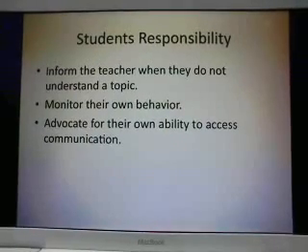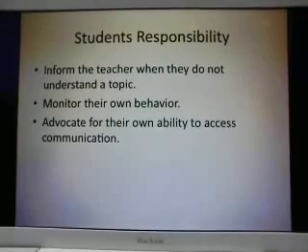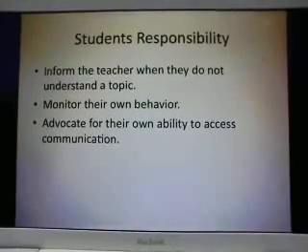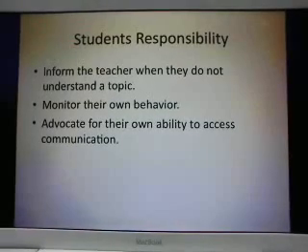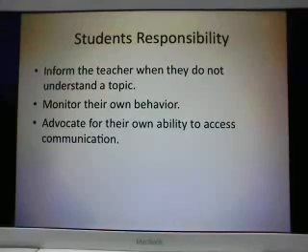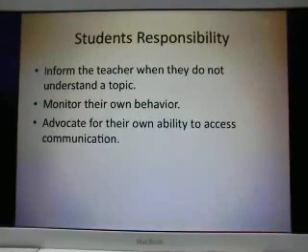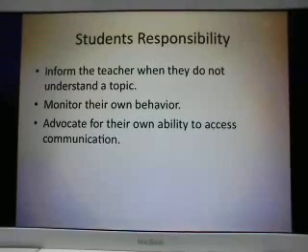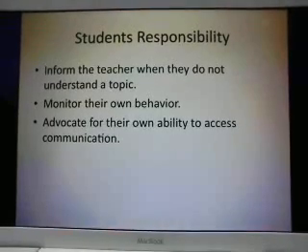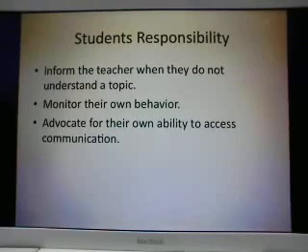The student's responsibility is to inform the teacher when they don't understand a topic. They might not understand because, like a normal hearing student, they don't understand the content. It could be an issue in the interpretation, but really it's on the student to advocate for themselves at this level and talk about how it's their responsibility to make sure that they're understanding the content at hand.